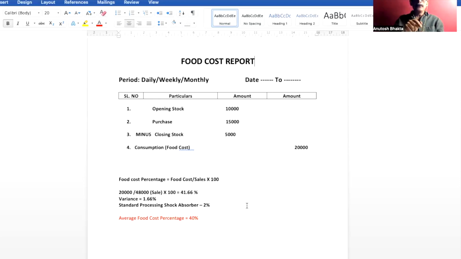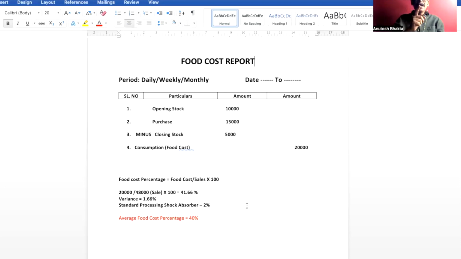So you will have to look into your receiving, the quality of raw materials. You have to look at your storage procedures. You'll have to find out whether you are maintaining FIFO, first in, first out, or not, and you'll have to keep track of your pilferage and other wastage, right? So if it is beyond 2%, you must act.